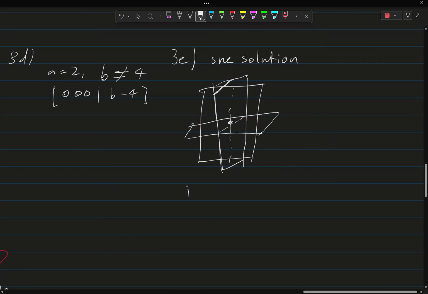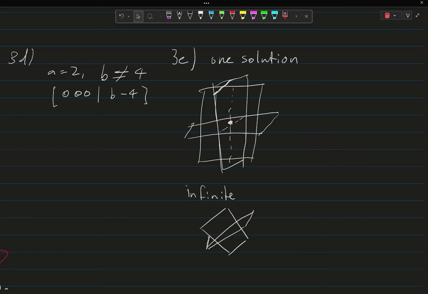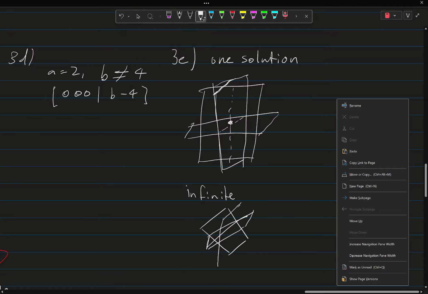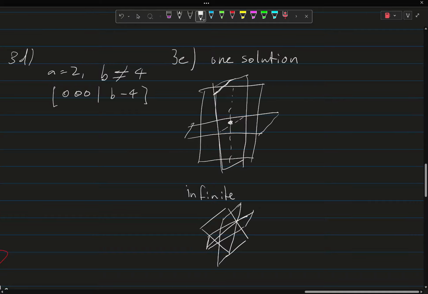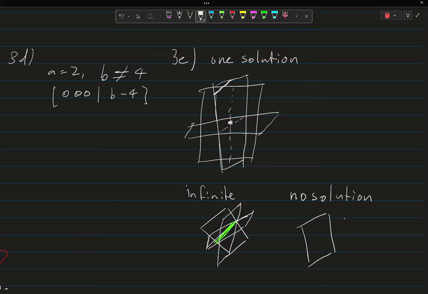And then infinite is a line. All of the planes are on that line. That's the line that they're on. And then no solution is they're all apart from each other, so they're all parallel. So that's question 3 done.